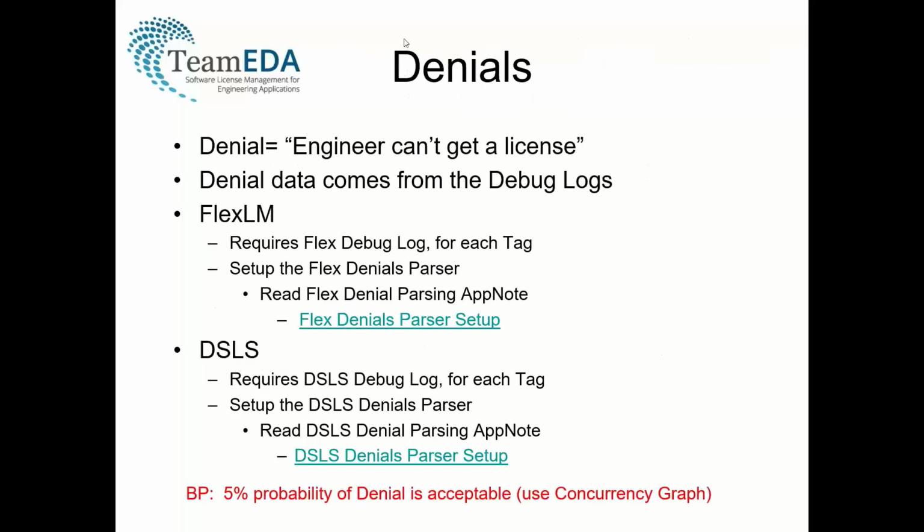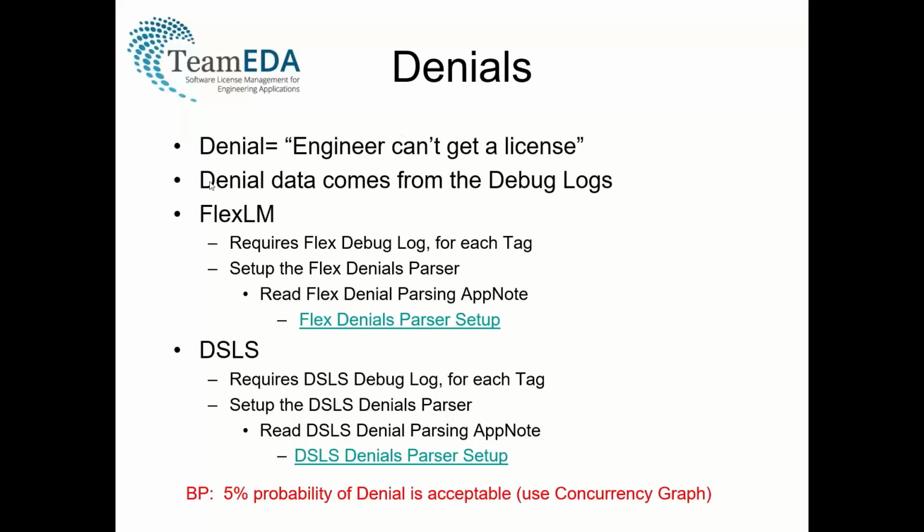So let's start with denials. What are denials? Well, we're referring to something when the engineer can't get a license, can't check out a license, none are available. That's logged as a denial in the Flex debug logs. There are a number of reasons why denials occur, but no license available is one of the most important ones that you would be monitoring.